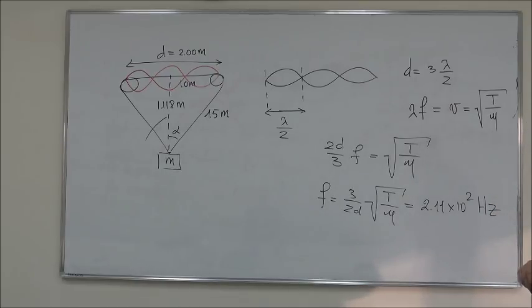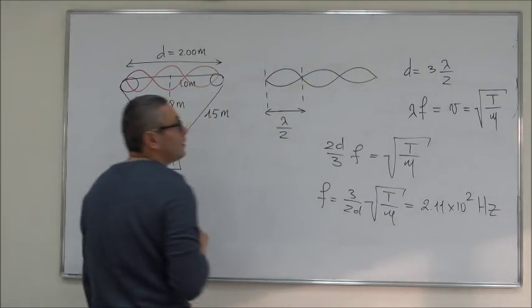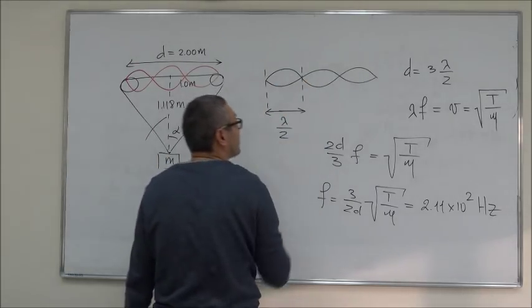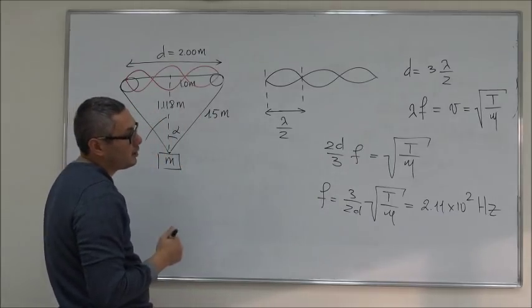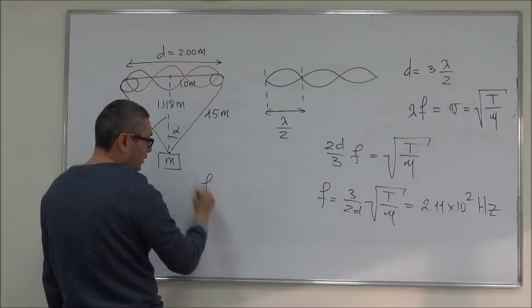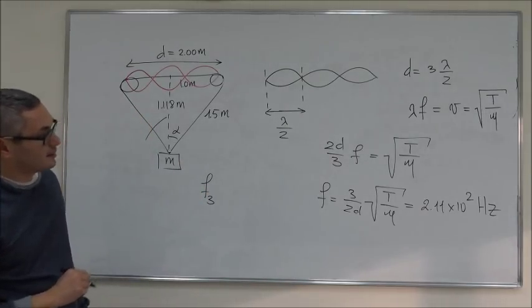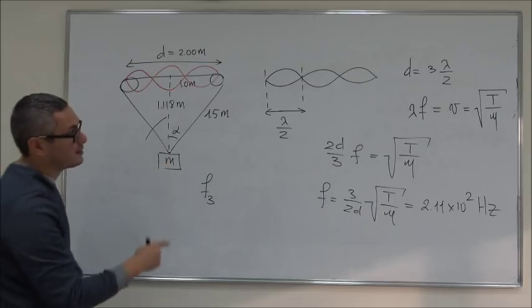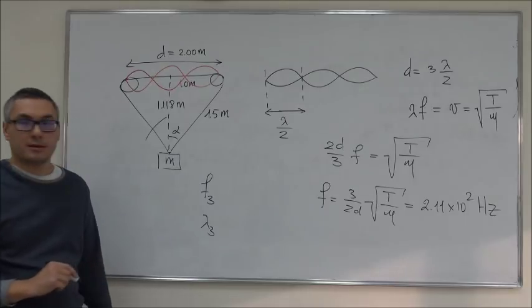hertz for the frequency. Well, because it's a string which is fixed at both sides, and we have 3 loops in a standing wave, this mode corresponds to the third resonant frequency. So this is, you can say f3, and similarly that's lambda 3. Okay, so that's it.